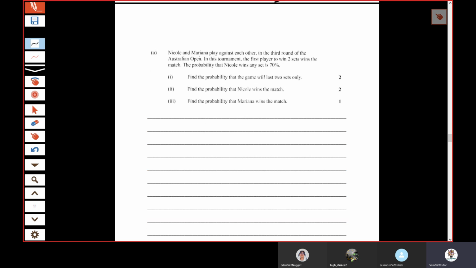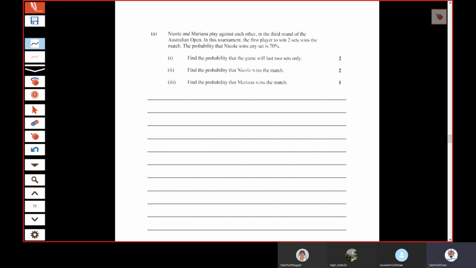Nicole and Mariana play against each other in the third round of the Australian Open. In this tournament, the first player to win 2 sets wins the match. The probability that Nicole wins any set is 70%. So Nicole wins is 70%. Nicole loses 30%. Find the probability that the game will last 2 sets only.